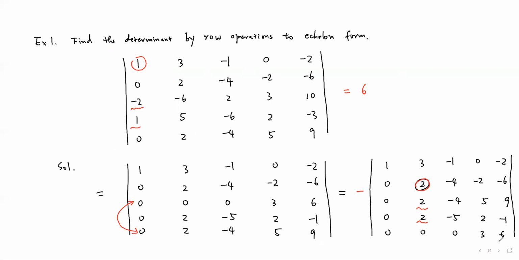This is all for today. Okay, two topics, especially the second topic: use row operations to reduce a determinant to echelon form. I should say that this approach to compute a determinant is much easier than the approach using cofactor expansion.